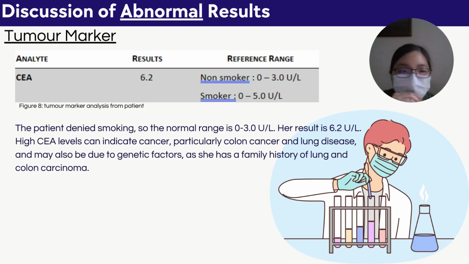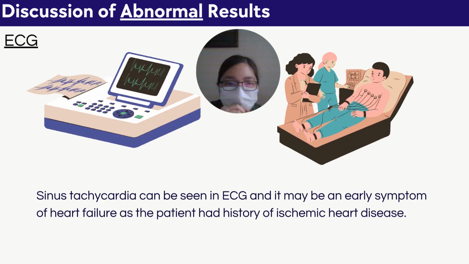In this slide, the tumor marker test shows elevated levels of CEA, suggesting a possibility of cancer, particularly in the colon or lungs, considering the patient's family history. In this slide, the ECG results show sinus tachycardia, which may be an early sign of heart failure, especially given the patient's history of ischemic heart disease.